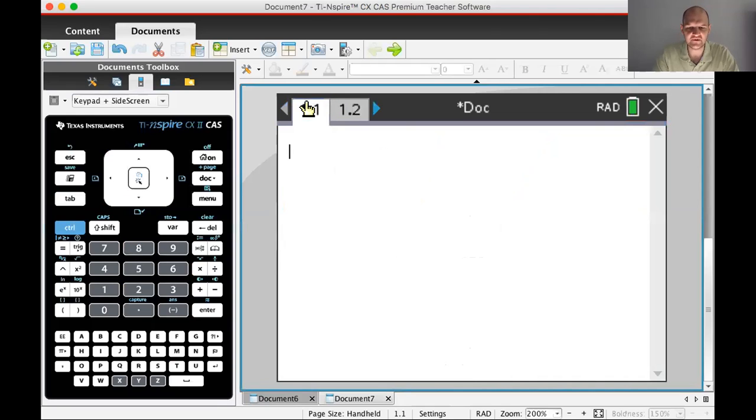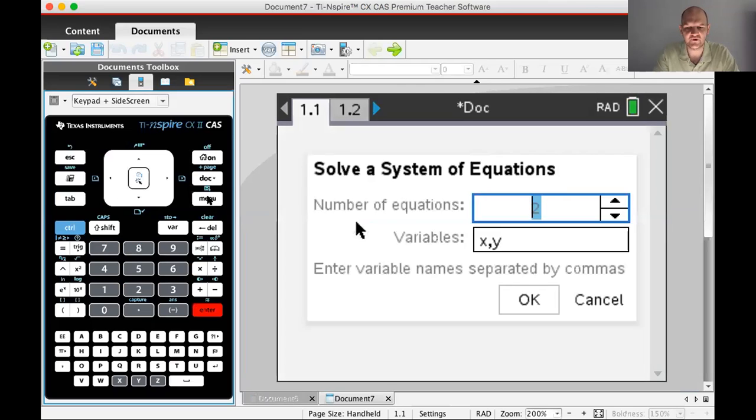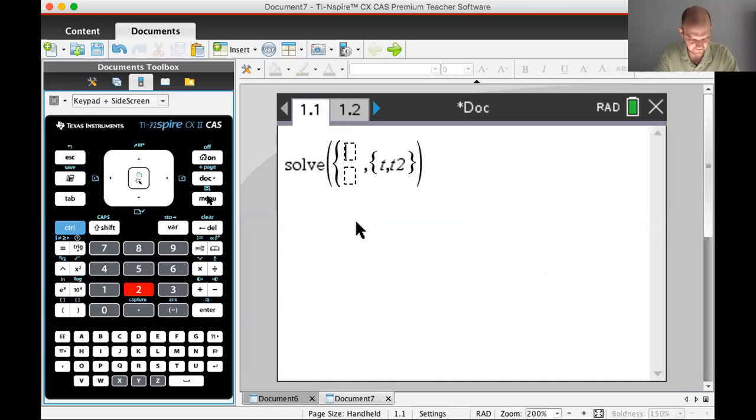So I'm gonna go back to the calculator and solve that system. Menu 3, 7, system of equations, two equations. So my unknowns are t and t2, which is weird. You could be using x and y. It doesn't make a difference. You just have to, in your mind, keep track of what everything is.